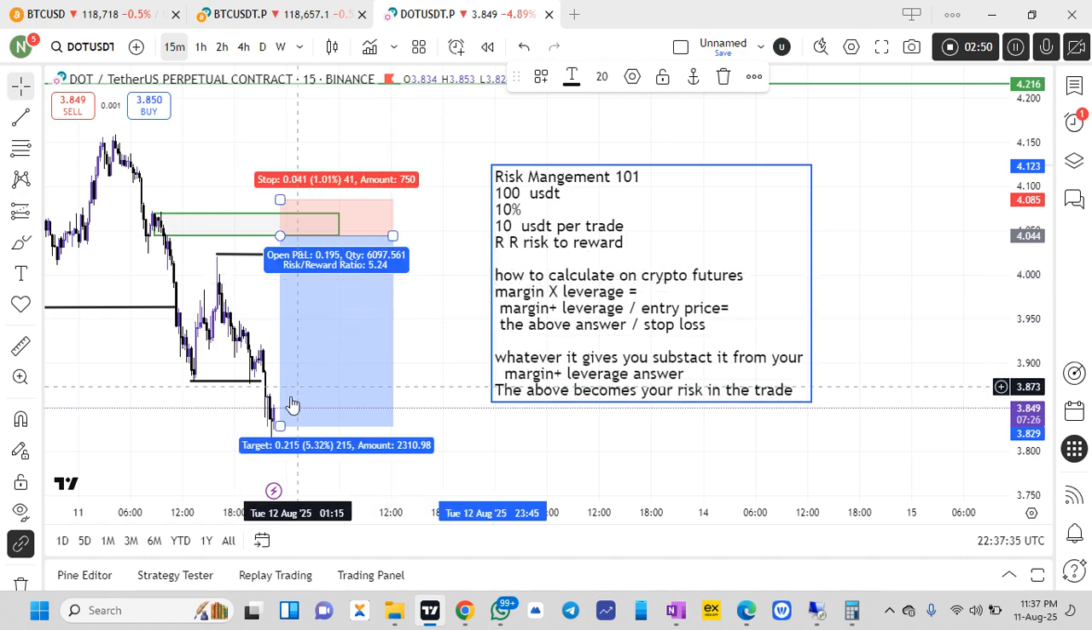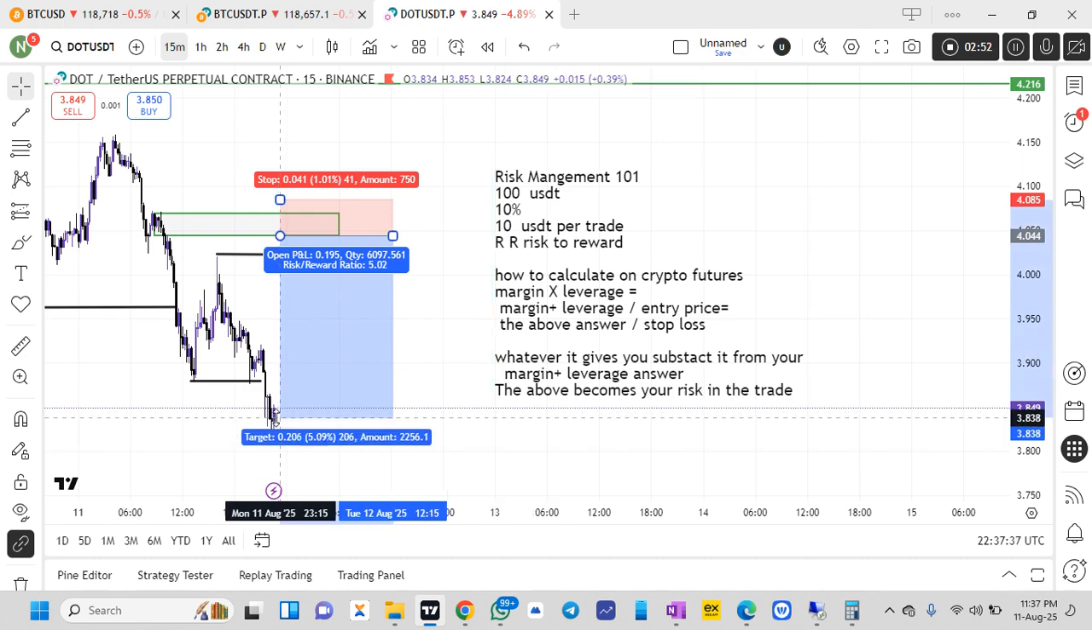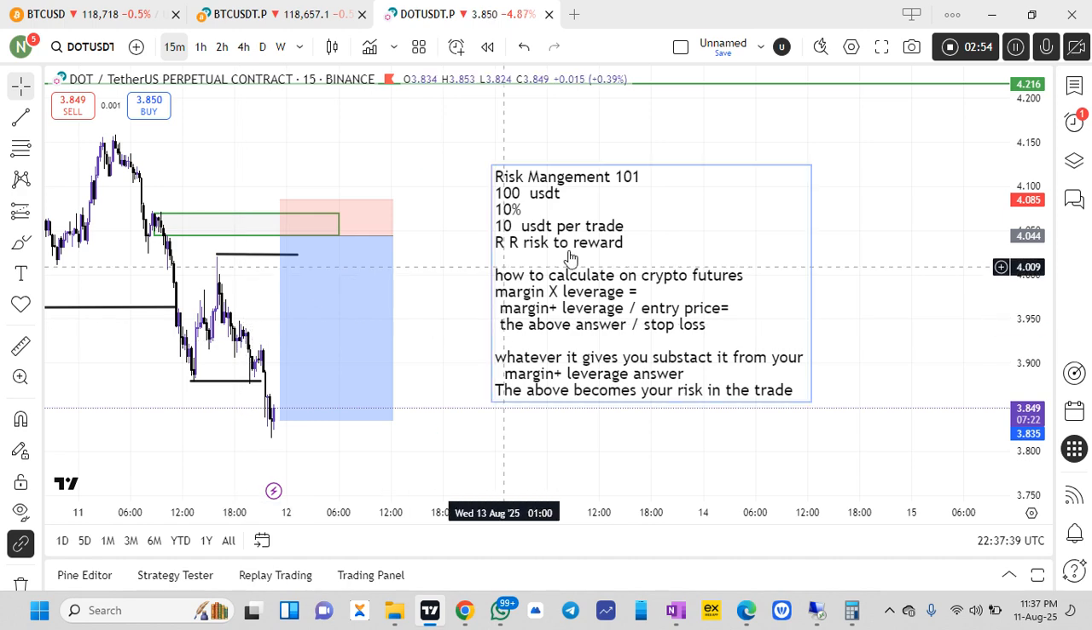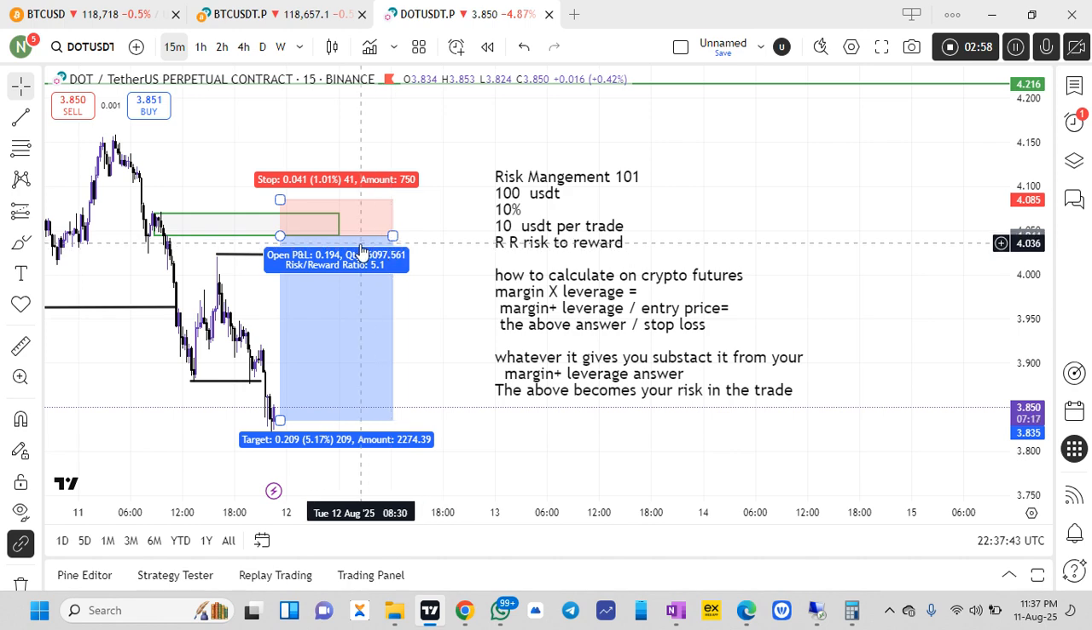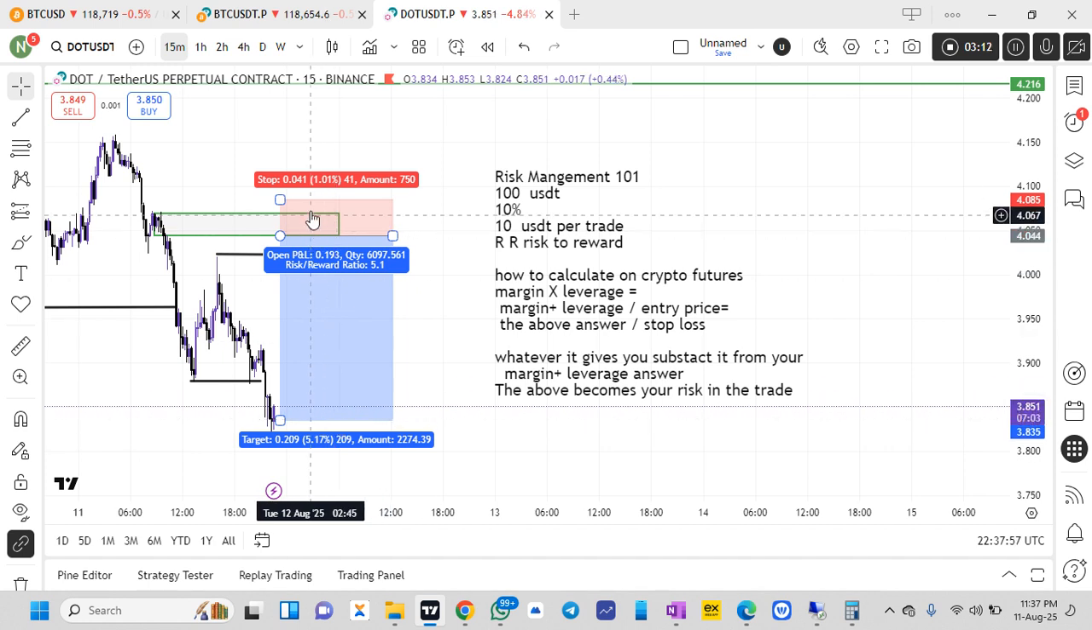For this particular trade, it is a 1 to 5 R. So it means if you are risking $10, you are making $50 if it hits TP. Then if it goes to our SL, you are losing $10. With this particular trade, if you risk $10 and hit TP, you're making $50. But if you hit your SL, you're losing $10.